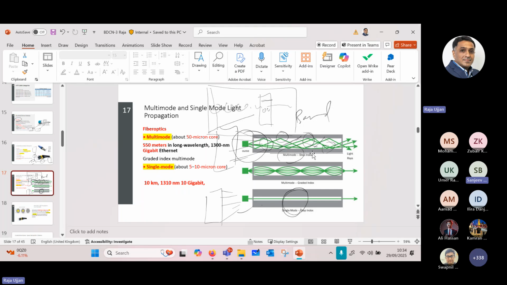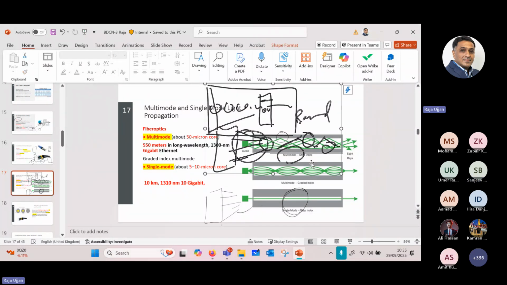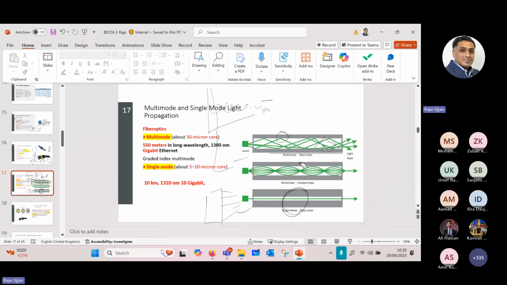Sorry, which index? Can you repeat it? Maybe your voice is coming from far away. Within the multi-mode, what is the difference between step index and graded index? Graded index, as represented in the photographs. Oh yeah, sorry, I can see. Let me delete first. Okay, now this is fine, no problem. Graded and step index. Yeah, this is a good question.